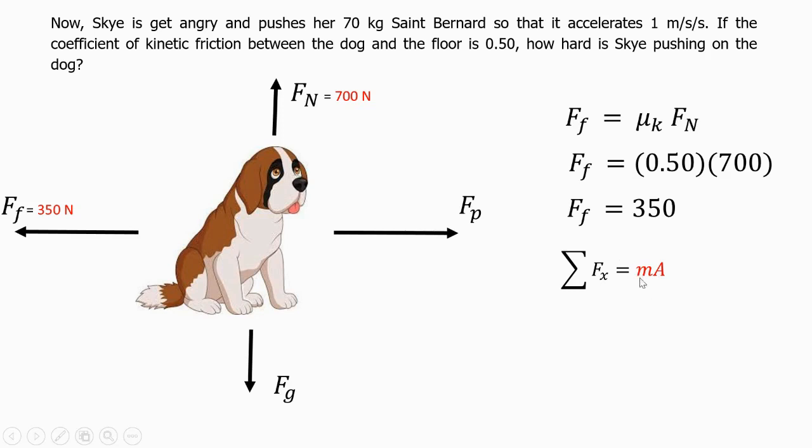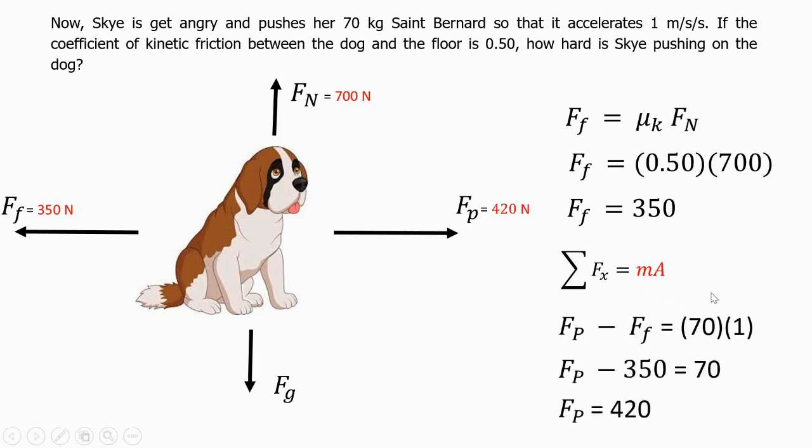The mass of the dog is 70 kilograms, and she's pushing it with an acceleration of 1. So 70 and 1 are going to go into this equation. Then we do the algebra, so still FP minus Ff, but instead of equals 0, it's going to equal 70. And then doing the algebra, you see that the applied force is 420.